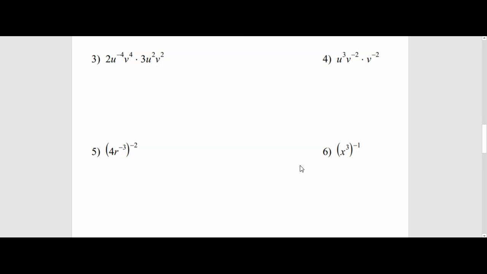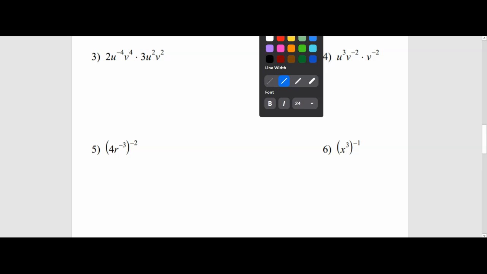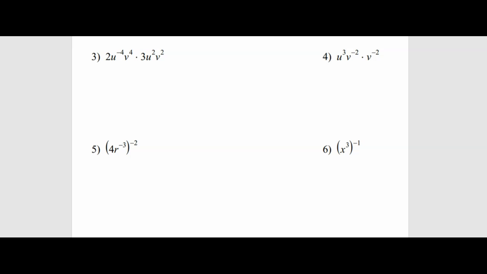Let's look at number 4. Okay, so number 4 has a couple different variables, and we are going to be using the product rule. So the u cubed, right, there's no other u's for me to multiply that u cubed by. So that's just going to stay as u cubed.